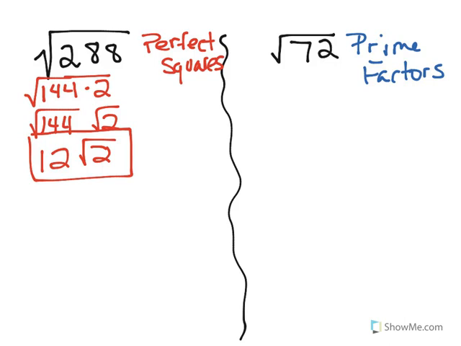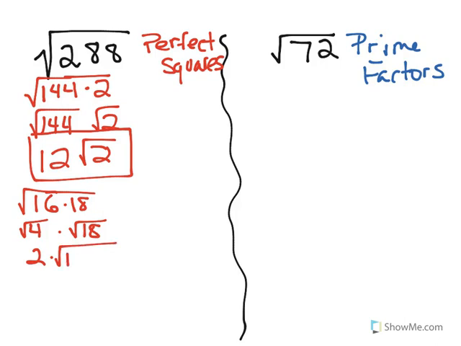Now, if you didn't know that 144 went into that, you could use a smaller one, and then you would just have to repeat the process. So, for example, 288 is divisible by, let's try 16. So we might say, alright, this is really the square root of 16 times 18. So what I'm left with here is that I have 18 inside of that.